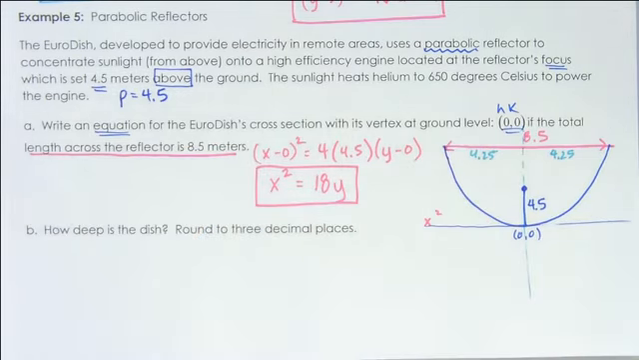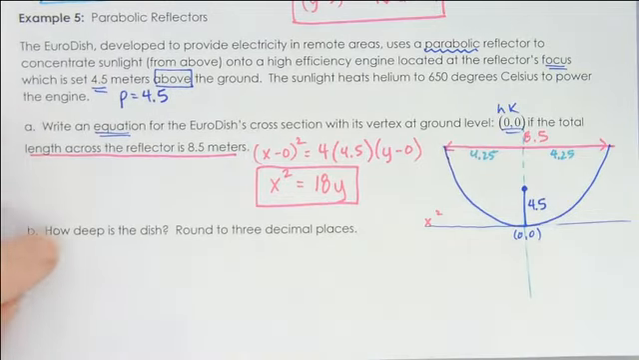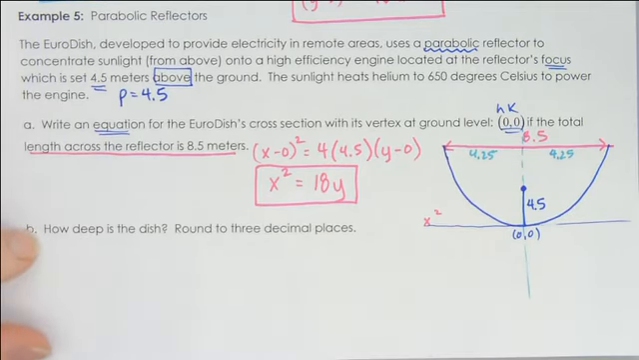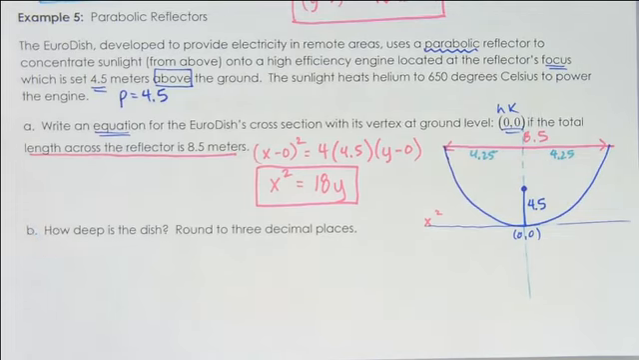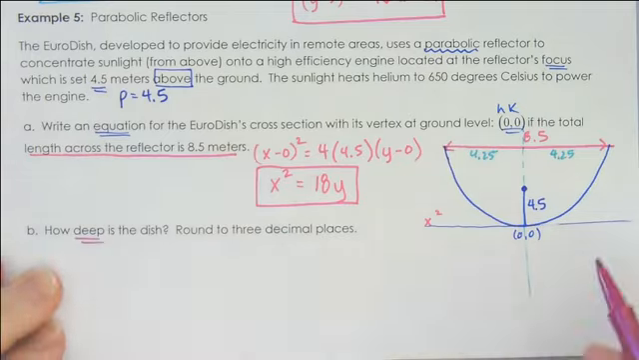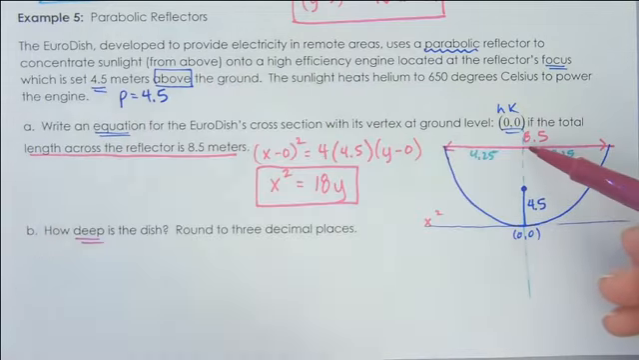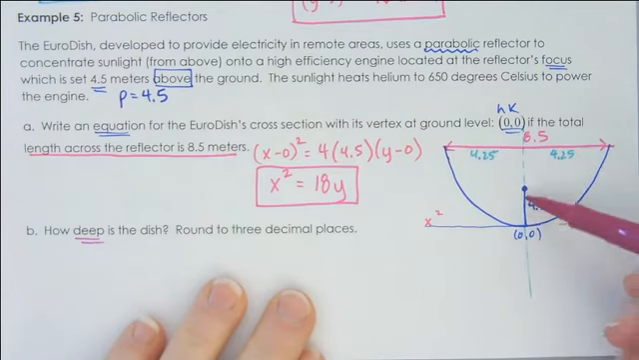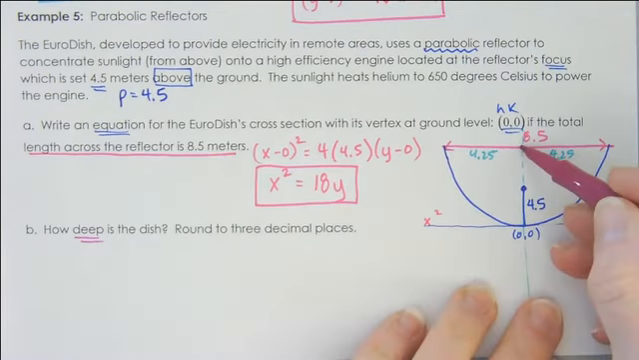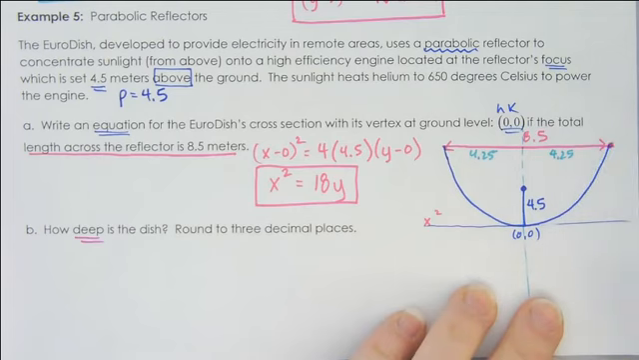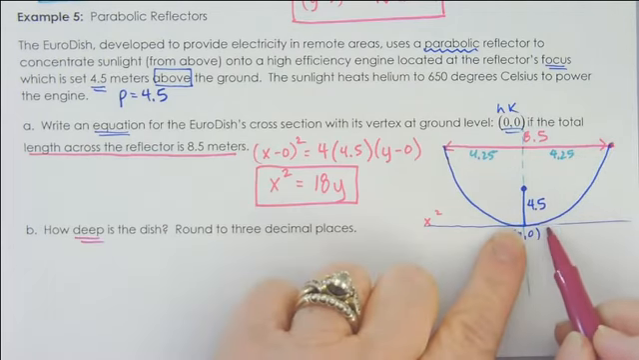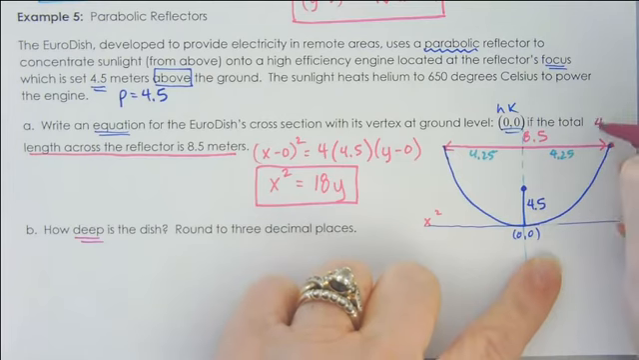There's my equation. Now it said the total length across the reflector is 8.5 meters. I feel like that information should have been down here. How deep is the dish? If I want to know how deep this dish is, I want to know how high up in the air this is, because this would be my deepest part. Whatever's right here is also going to be the same as the y value right here. So we started at 0, 0. We went over 4.25, so this x value is 4.25, and I need to figure out what the y value is.